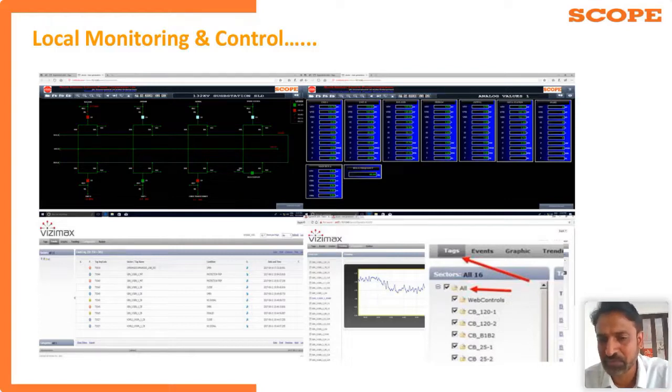This is again an in-depth topic which will be conducted in coming days in a separate session, but it won't be a webinar. It should be a hands-on training. Then only will you understand exactly how to configure the RTU, how to configure the breaker data, and how to collect the data from the breaker and send it to the SCADA.